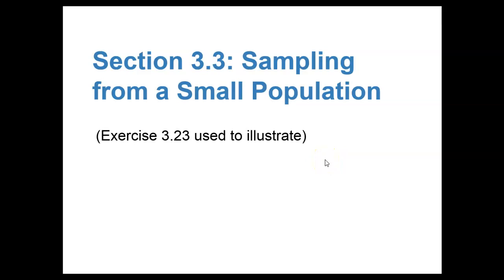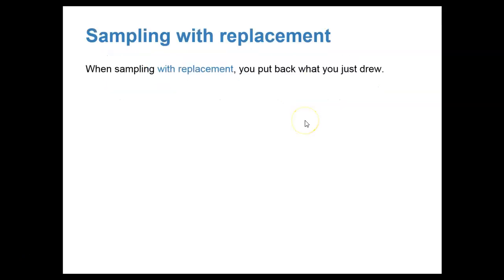In this video, we will use exercise 3.23 to illustrate concepts related to sampling from a small population, which is section 3.3 of our textbook. Let's begin by looking at the concept of sampling with replacement. When sampling with replacement, you put back what you just drew.